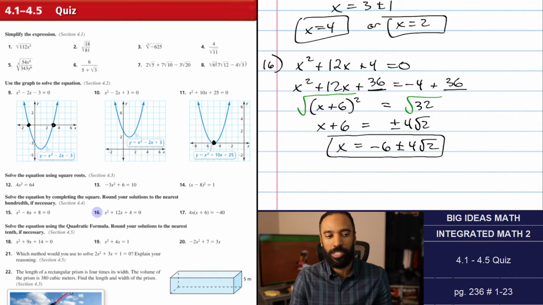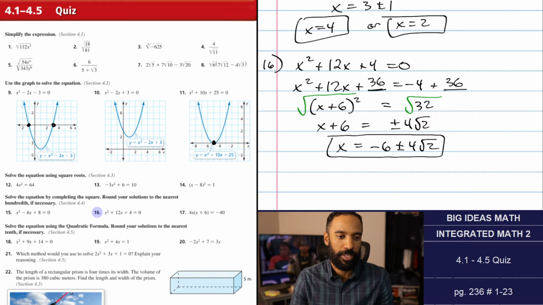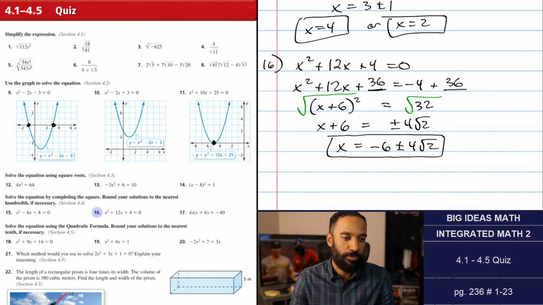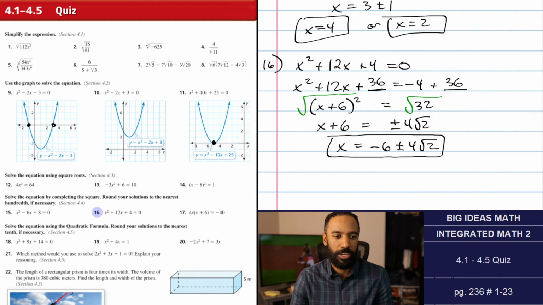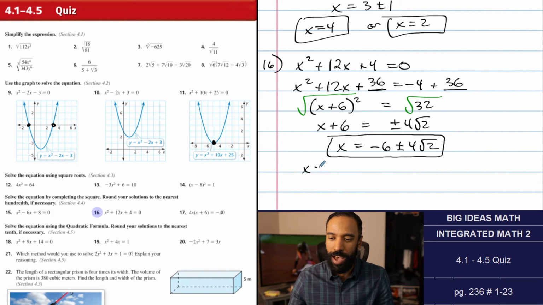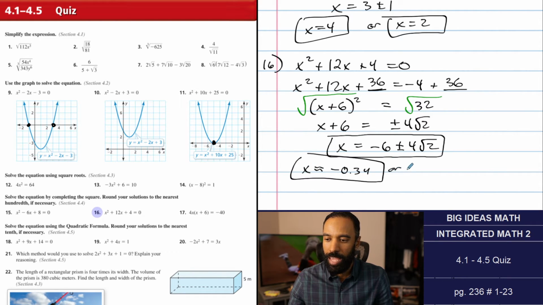You might say, where's the plus or minus button in your calculator? If there is one, I don't know. You do negative 6 plus 4 root 2 as one of them, because they're two different answers. If you put plus or minus, your calculator's going to go, which answer do you want? Negative 6 plus 4 root 2 is this value to the nearest hundredth, negative 0.34. Or negative 6 minus 4 root 2. Let me write something that looks more like the word or.